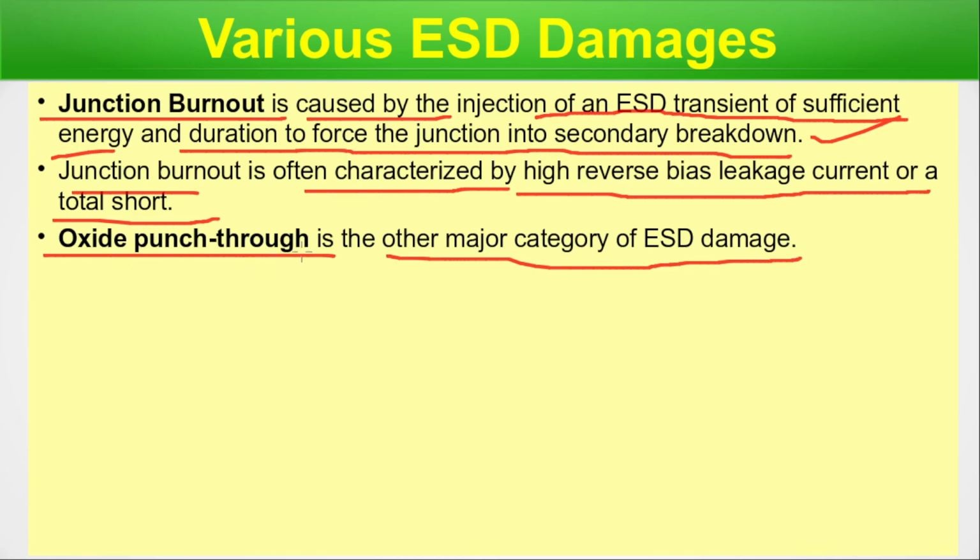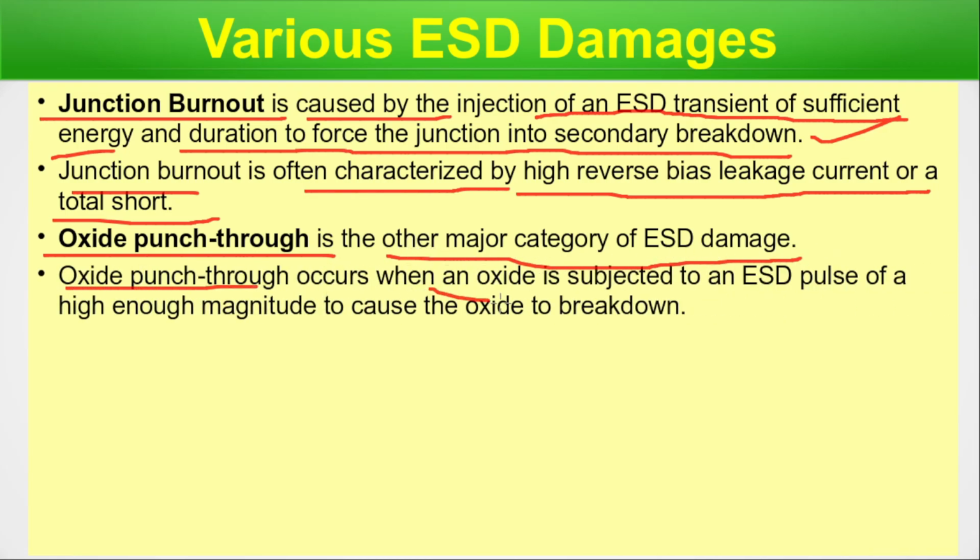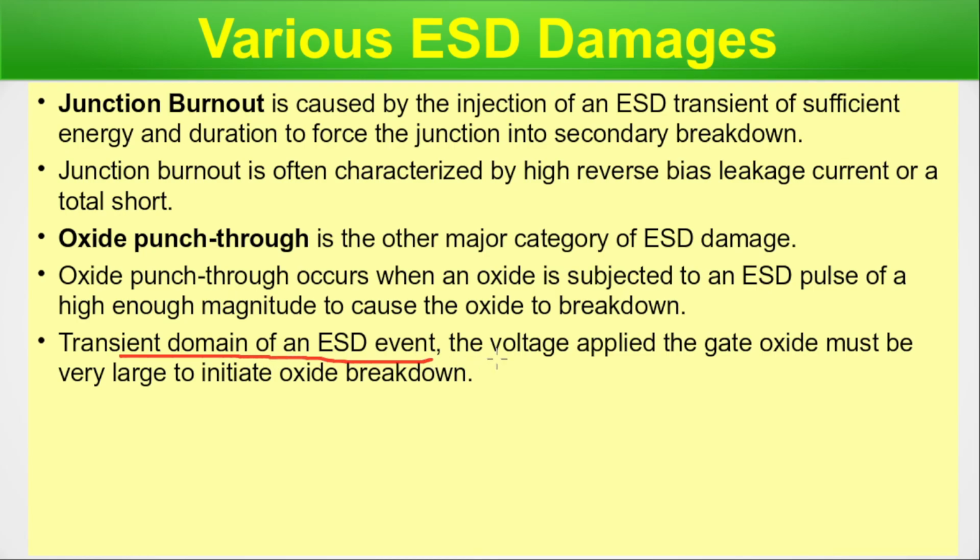Now the next point is oxide punch through, the other major category of ESD damage. Oxide punch through occurs when an oxide is subjected to an ESD pulse of high enough magnitude that can cause the oxide to break down. That means we talked about the percussion path through the oxide. That event will happen and damage the oxide, whether it is the gate oxide or some other oxide. In the transient domain of an ESD event, the voltage applied to the gate oxide must be very large to initiate oxide breakdown. In ESD the voltage is very high and that breaks down the oxide.